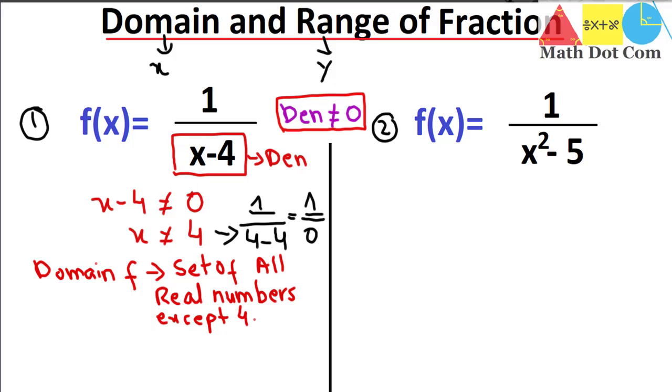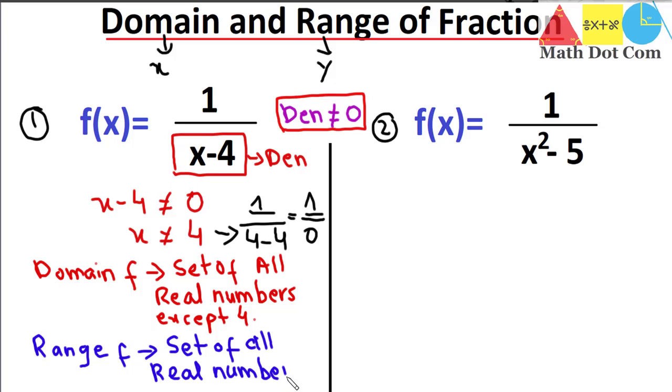Now what about the range? As I am not taking x equal to 4, the range of f will be any real number. So you can say the set of all real numbers. There is no restriction on the output, as you can get any output by putting any value of x except 4. So this is how you can find the domain and range of the functions having a denominator.